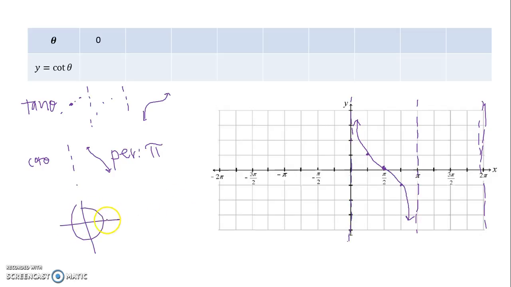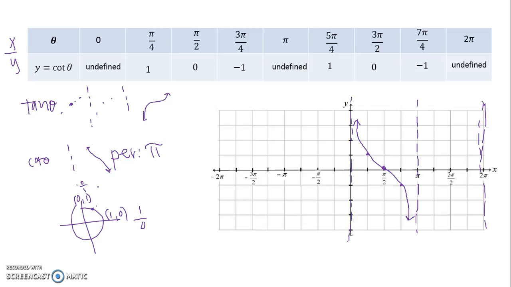If you're making your table, you're starting at 0. Looking at your unit circle, that's at 1, 0. Cotangent rather is x over y. So 1 over 0 is undefined. Pi over 4, again I'm dealing with the x and y both being that radical 2 over 2, so when I divide them, I'm getting 1. At pi over 2, I'm at 0, 1 now, so when I do x over y, I get 0. So forth and so on.